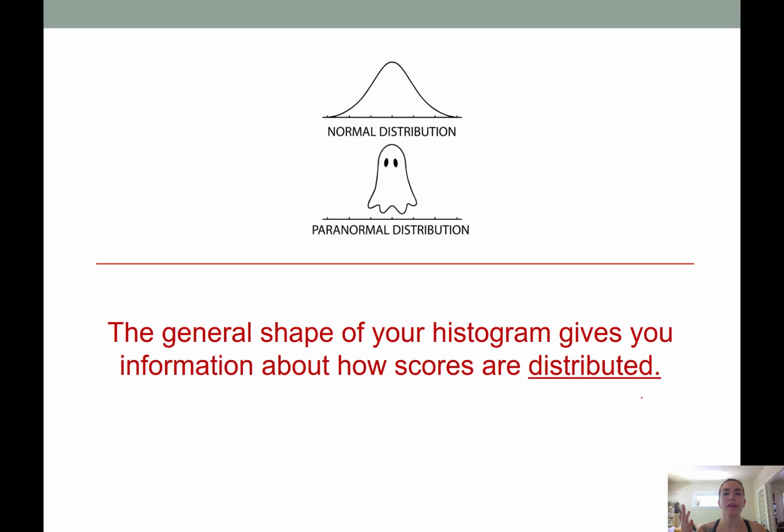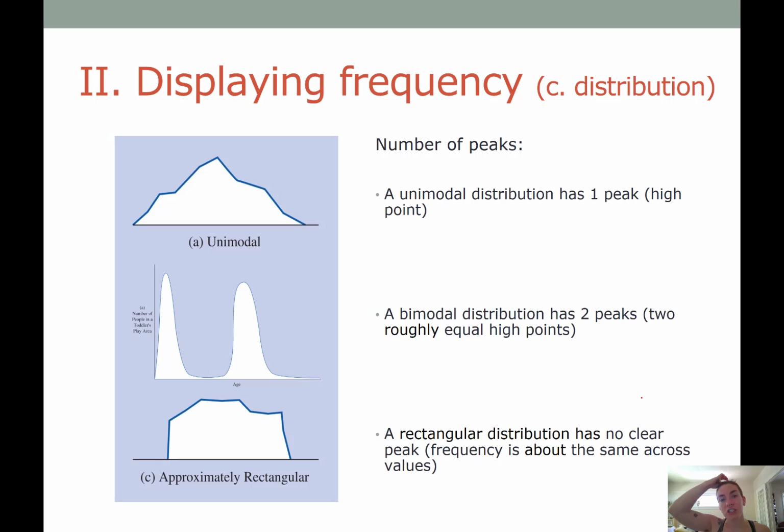Now, why do we look at this? The general shape of our data actually tells us something about how the scores in our sample are distributed. So next, we're actually going to talk about different shapes of distributions and what they mean to us. We'll start first with some terminology for describing the general shape of a distribution. Distributions can be either unimodal, bimodal, or what we call rectangular.